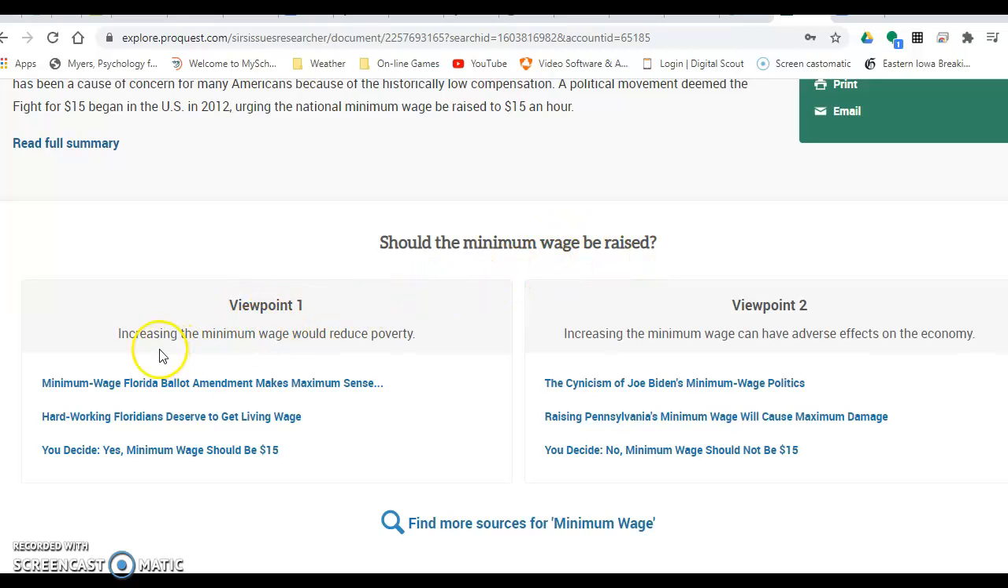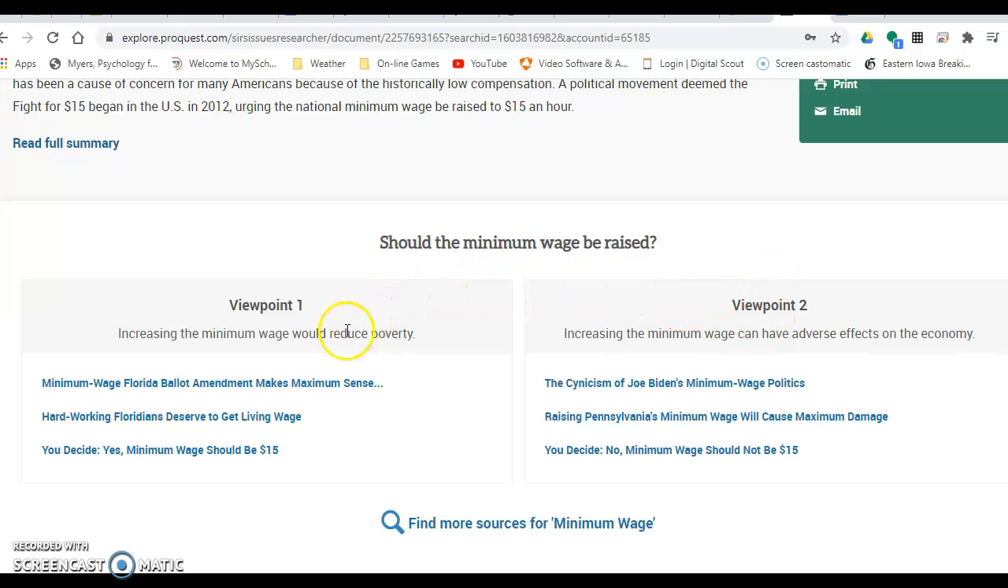So viewpoint 1 says increasing the minimum wage would reduce poverty. Viewpoint 2, increasing the minimum wage can have adverse effects on the economy. So viewpoint 1, this would be somebody that's in favor of raising minimum wage. Viewpoint 2 would be somebody that's opposed to raising minimum wage.